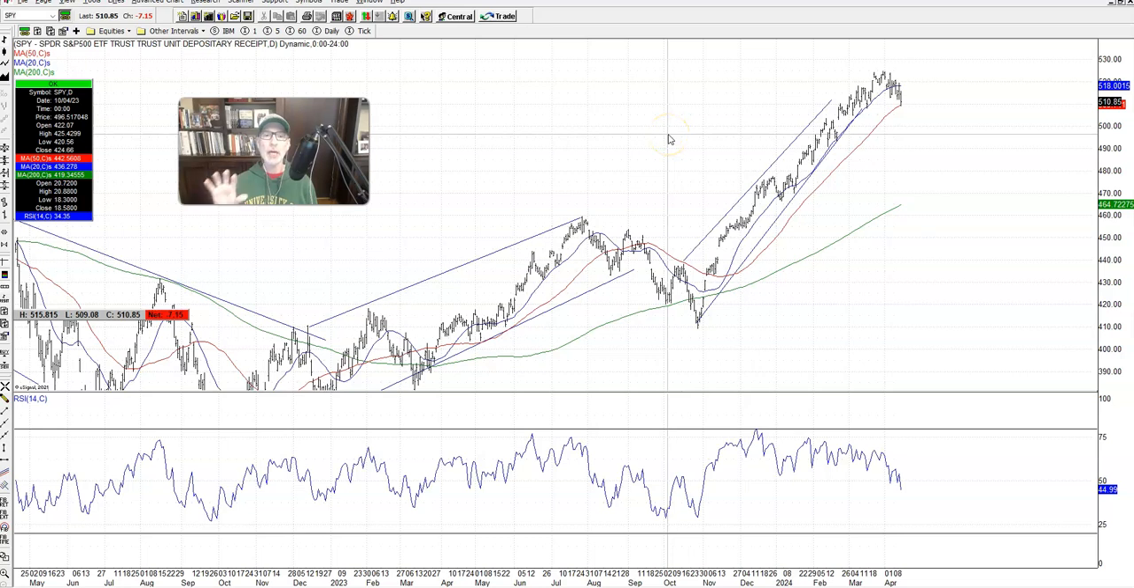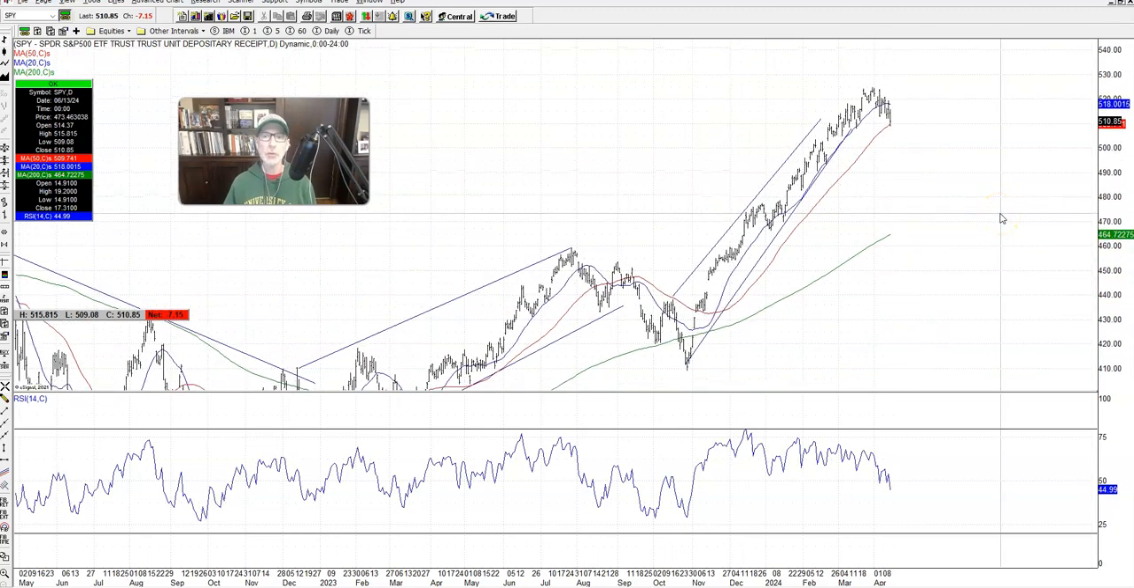So what I want to do here, I like to go over what I'm seeing on the indexes, then we'll look at more popular individual stocks to see what may be coming for the week ahead. So as I said, we start with the S&P 500 because we always want to know what the indexes are doing.